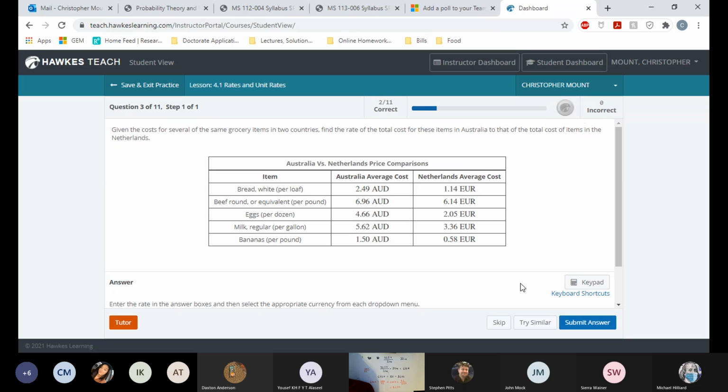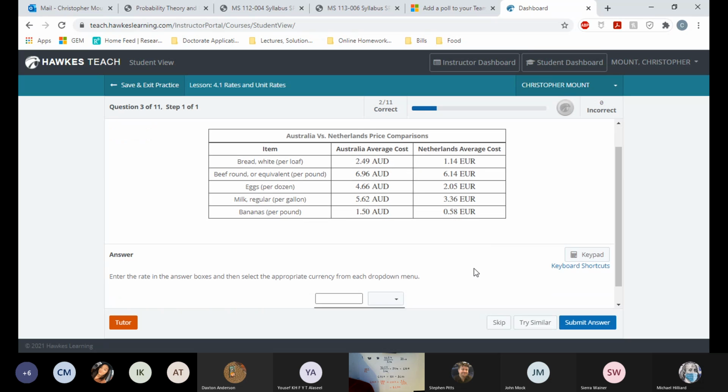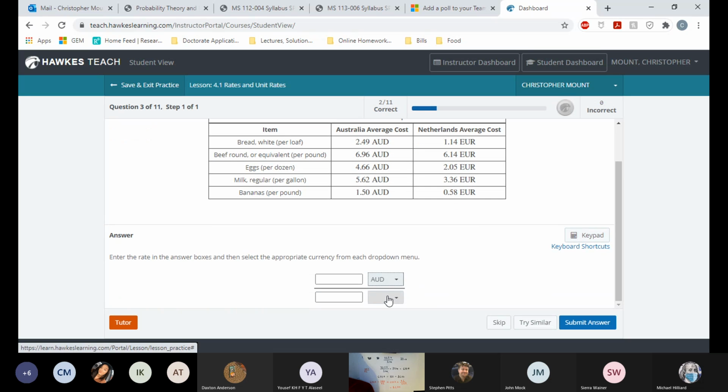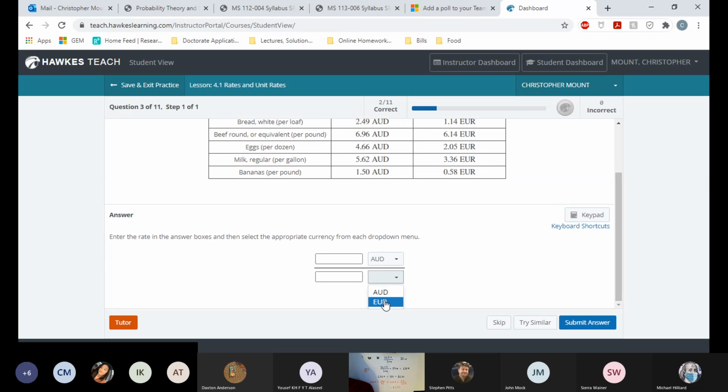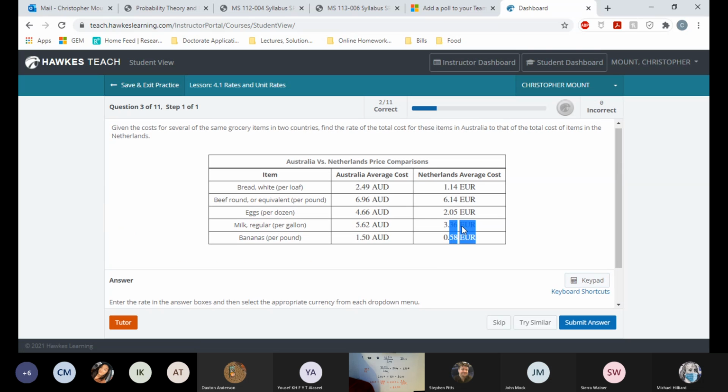Okay, this one looks a little scary, but it's not too bad. It says, given the cost for several of the same grocery items in 2 countries, find the rate of the total cost for these items in Australia to that of the total cost of items in the Netherlands. All right, so they want Australia and the Netherlands, which I guess they use the euro, and I don't know what AUD means. It means like Australian something dollars. I don't know.